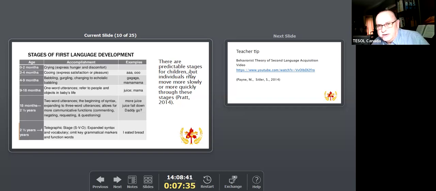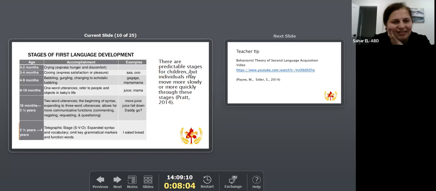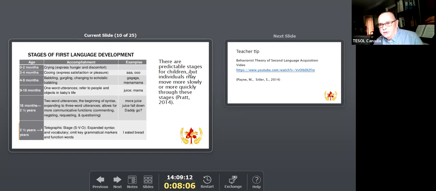So in the very earliest ages, 0 to 2 months, crying expresses hunger and discomfort. 2 to 4 months, cooing noises express satisfaction or pleasure. 4 to 9 months, babbling, gurgling, and changing to echolalic babbling, such as gaga, mama, mama. At 9 to 18 months, one-word utterances refer to people and objects in the baby's life, such as juice or mama.